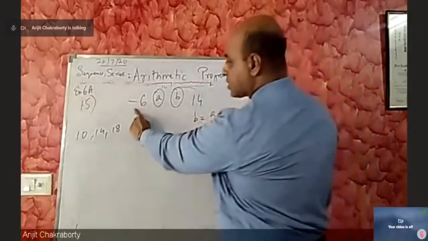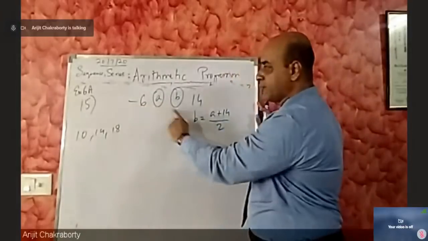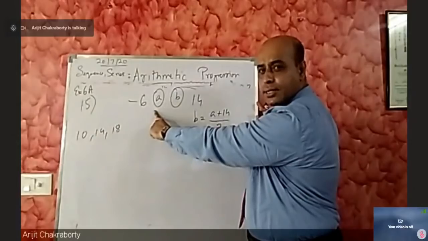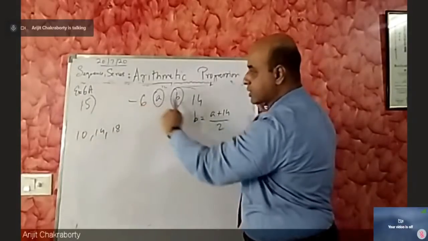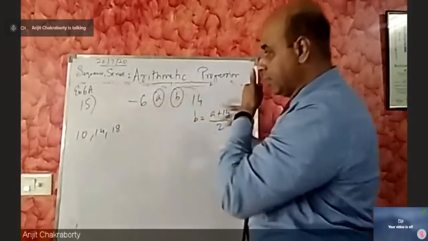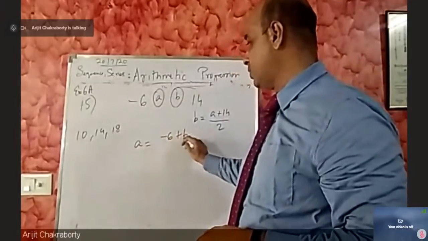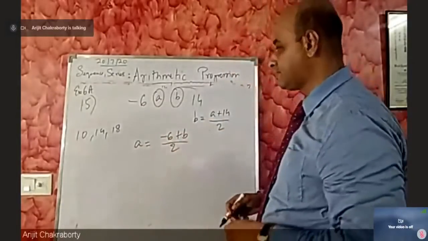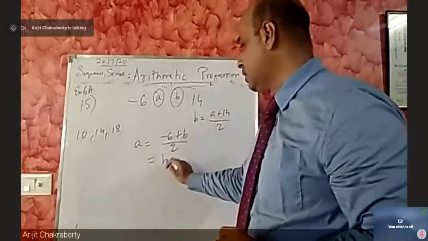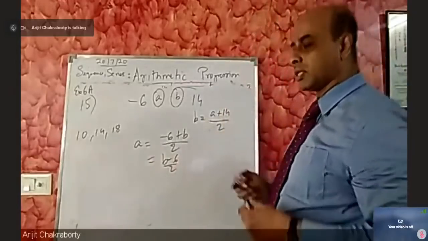Similarly, minus 6, A and B. In these three numbers, if A is in between, A is the middle number, A is between minus 6 and B. So A has to be the mean of minus 6 and B. So I can write that A is equal to minus 6 plus B by 2. So I am getting an equation here. This is equal to B minus 6 by 2. And here I have got B equal to A plus 14 by 2.